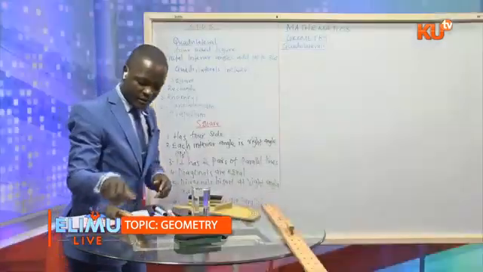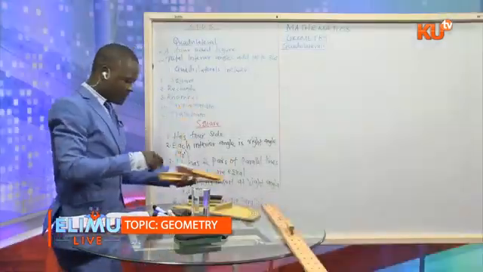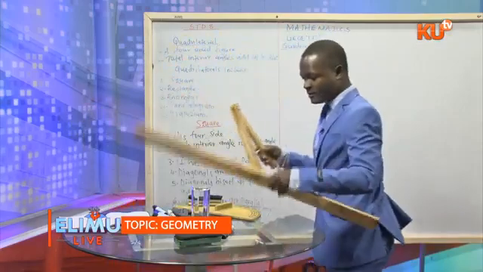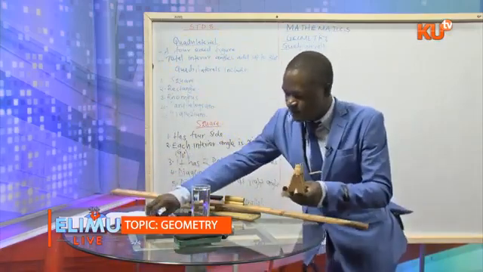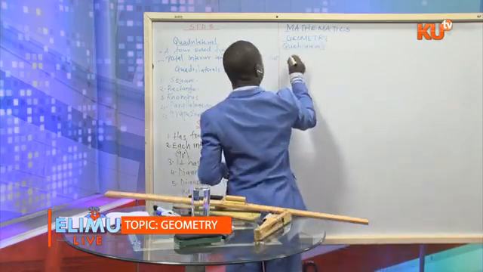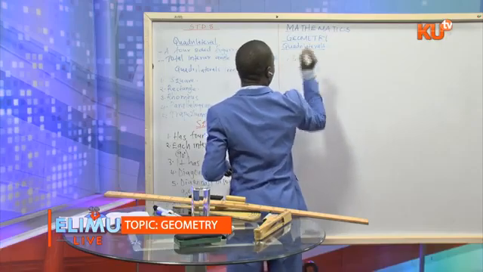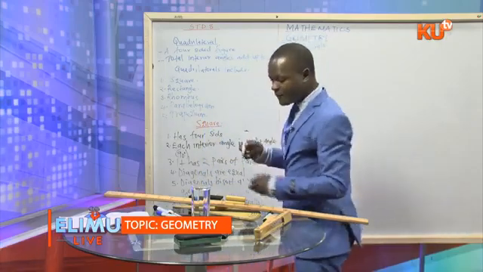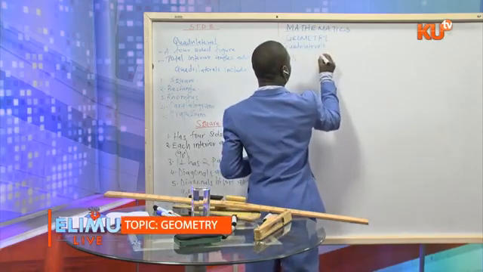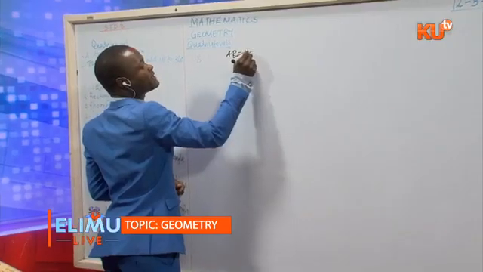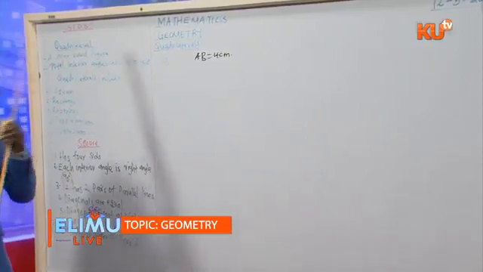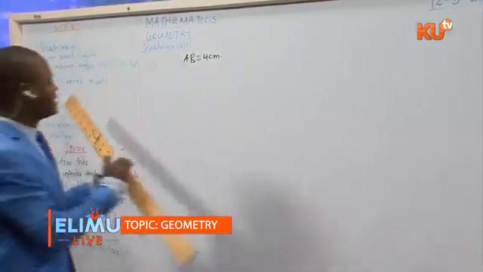Okay, very fast, let me draw it for you here. Let's draw square ABCD with side AB equal to 4 centimeters. AB is 4 centimeters. So we start by drawing a straight line.